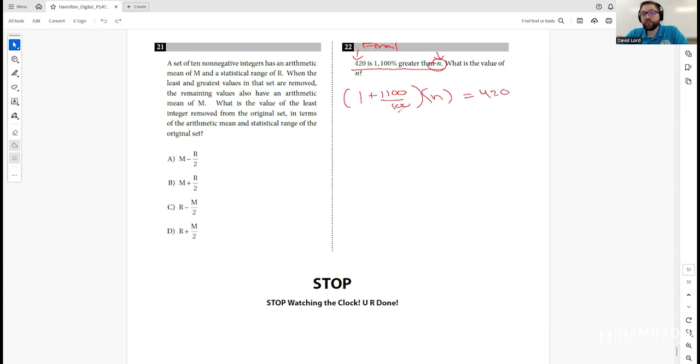All right, 1,100 over 100 is 11. So this is really 12n is equal to 420. Divide both sides by 12. And what do we get? We get a grand total of 35. And that is super fast. Now, definitely a trap along the way is if you did not do 1,100% plus the 1, it would not have worked out for you. And then you'd have gotten really close to the answer, but not quite there.